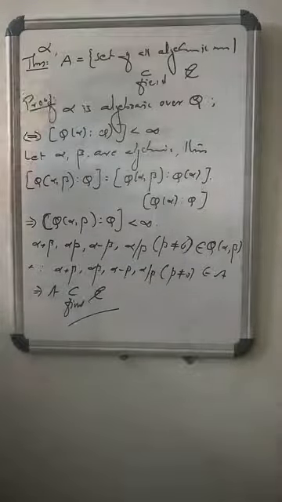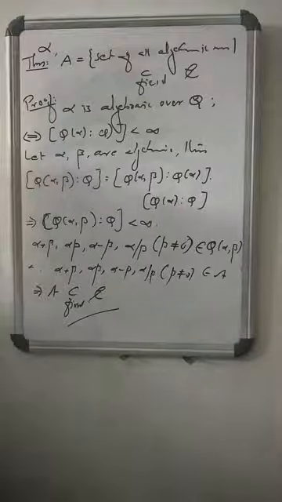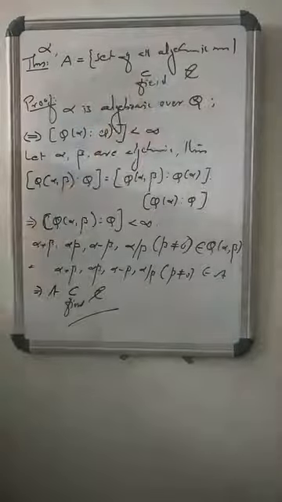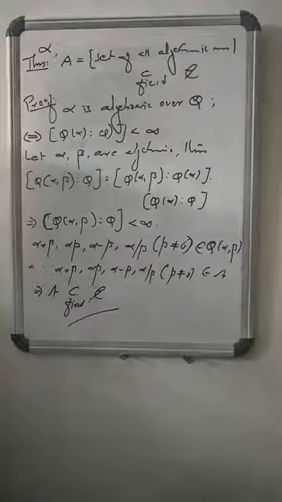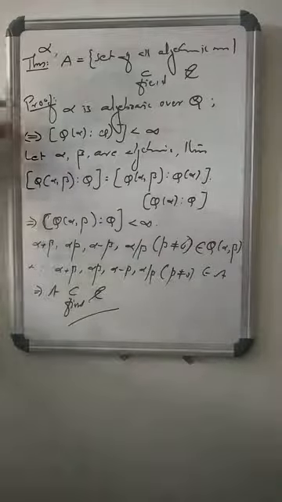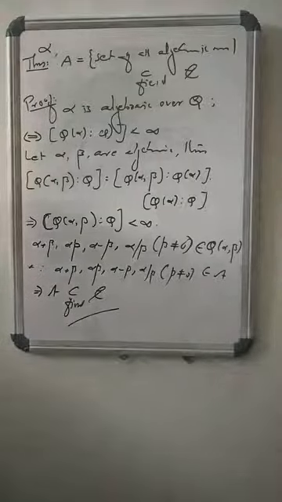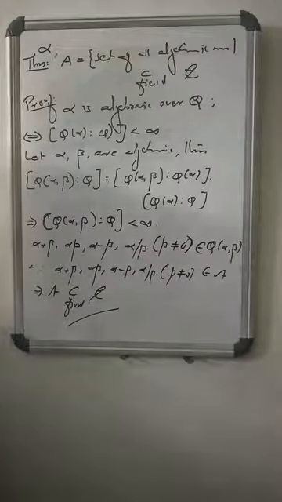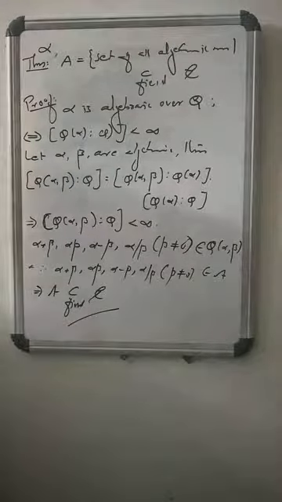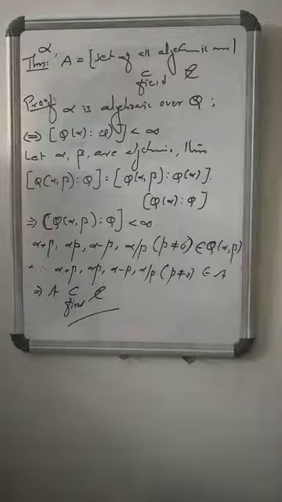Let A be the set of all algebraic numbers. Then A is a subfield of the complex field C. How to prove this? Its proof depends upon a well-known result. We know that when alpha is algebraic over Q, then the degree of Q(alpha) over Q is finite. That's a necessary and sufficient condition. That is, if alpha is algebraic over Q, then the degree of Q(alpha) over Q is finite, and vice versa.